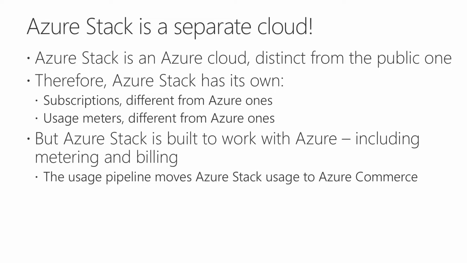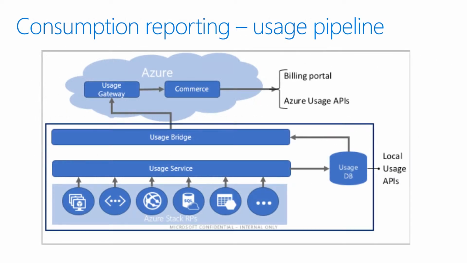And there is a usage pipeline which moves Azure Stack usage to Azure Commerce. When resources are consumed in Azure Stack, each of the resource providers for virtual machines, storage, etc. sends information to the usage service, which stores data in a local database at least once an hour with who was using which resource, when, and for how long. The usage bridge then takes this information and sends it to the usage gateway, which is a service running in Azure. The usage gateway translates the data to Azure Commerce as usable data with which to bill.